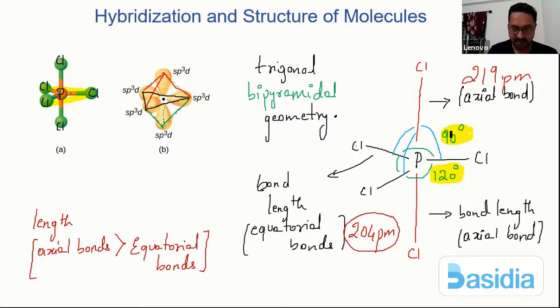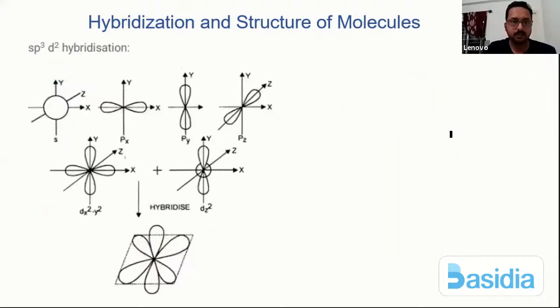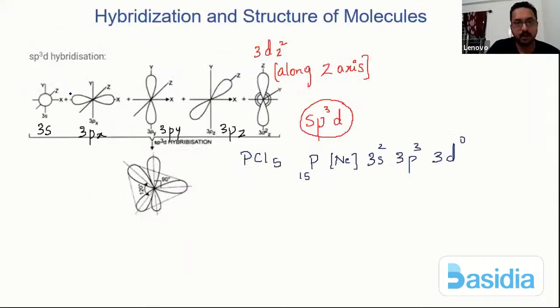SP3D hybridization. Okay. Now, let us move on to the next one. The next one is SP3D2 hybridization. Let us not forget which d orbital was involved over here. The d orbital involved over here was the 3d z square orbital.